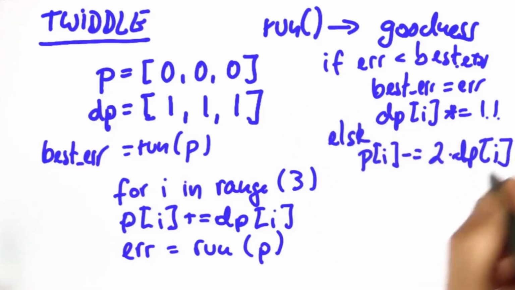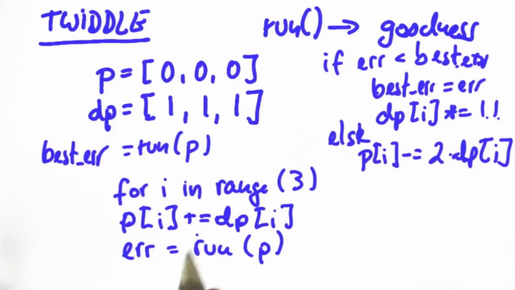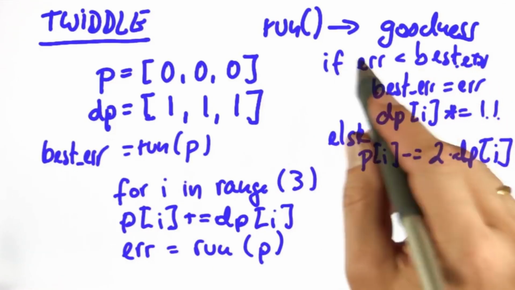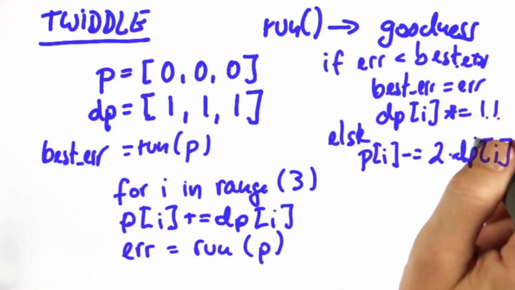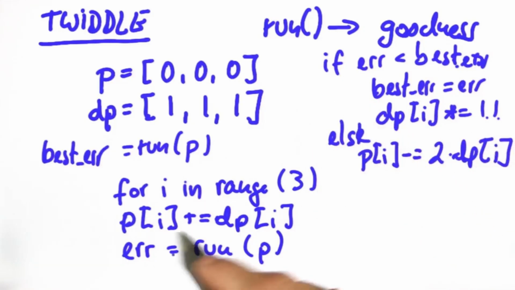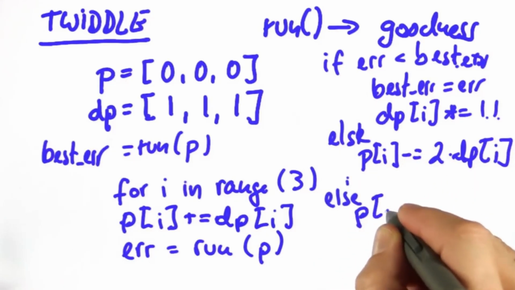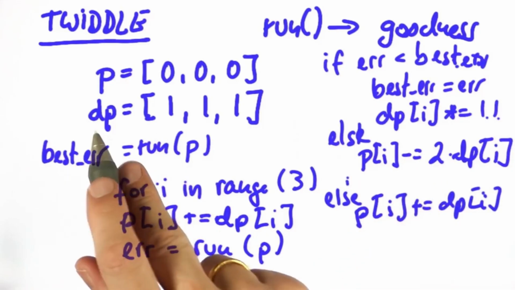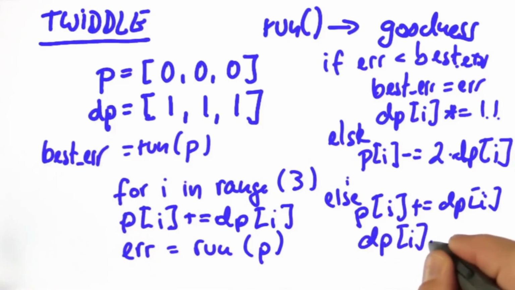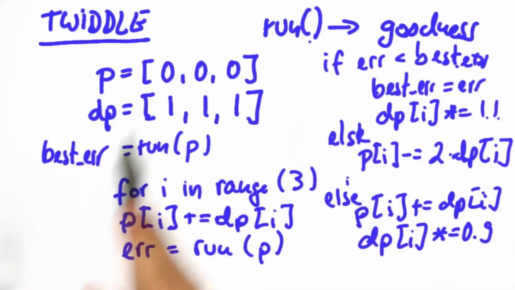So we subtract dp from p, and we have to do it twice now because we added it before. And then we do the same thing again as over here. I'm not going to write it out, but we check whether the error is better than our best error, and then we retain it and we multiply dp up by 1.1. But if both of those fail, this one over here and this one over here, we set back p[i] to the original value and we decrease our probing value over here. Say we're multiplying it with 0.9. That's the core of twiddle.